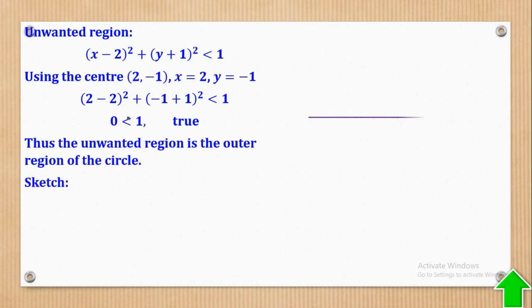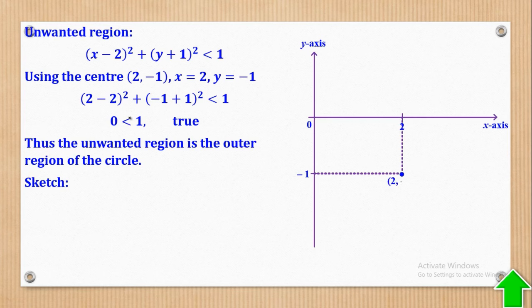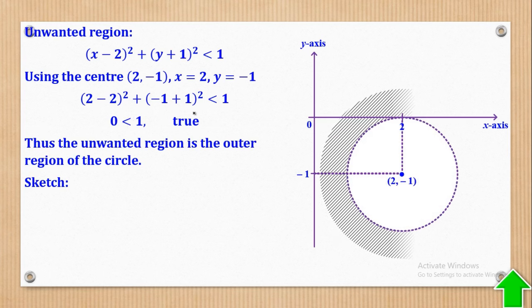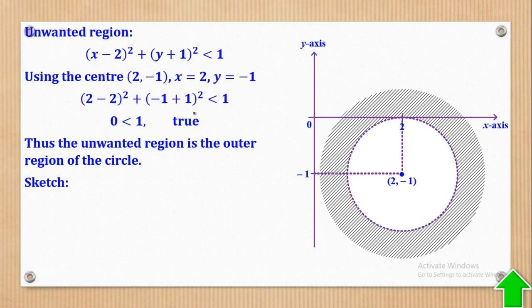So we shall come and sketch our circle. Draw the axes, label them, put the necessary points, then locate the center, and then draw the circle. It has to be dotted. Then from there I have to shade the unwanted region, and basically that is what they wanted.